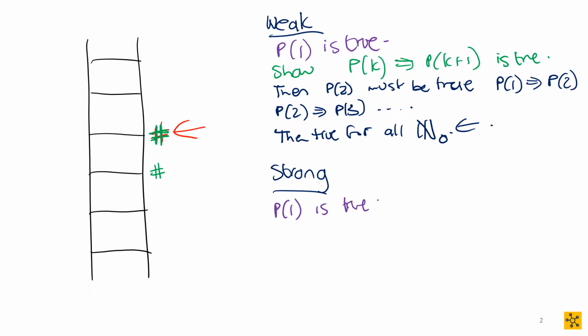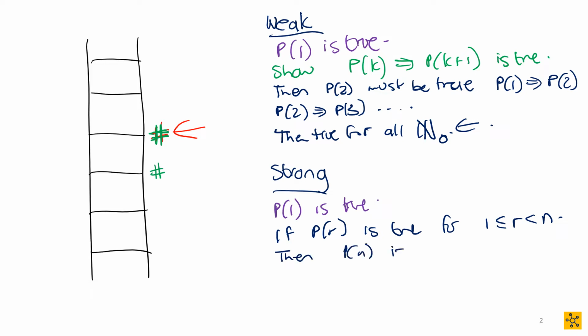Okay, so let's just write down everything that I said. Basically, if Pr is true for 1 to n, not including n, then Pn is true. So you're going to try and prove Pn using essentially your Pr information. And if you can show that, then it's true for all natural numbers.